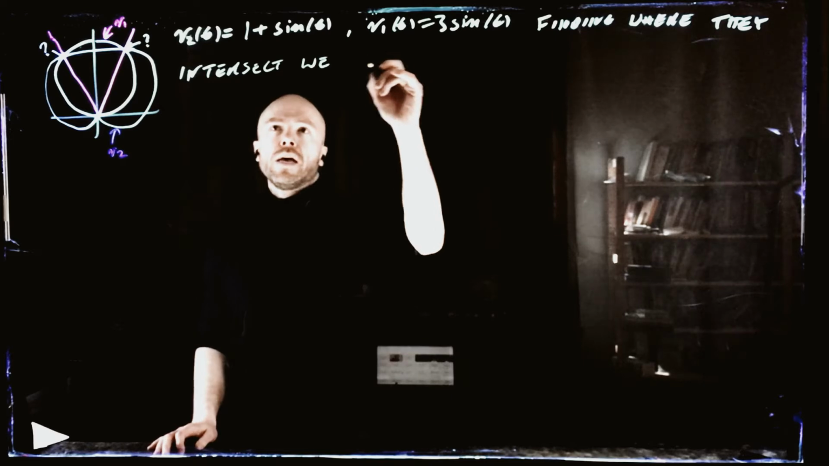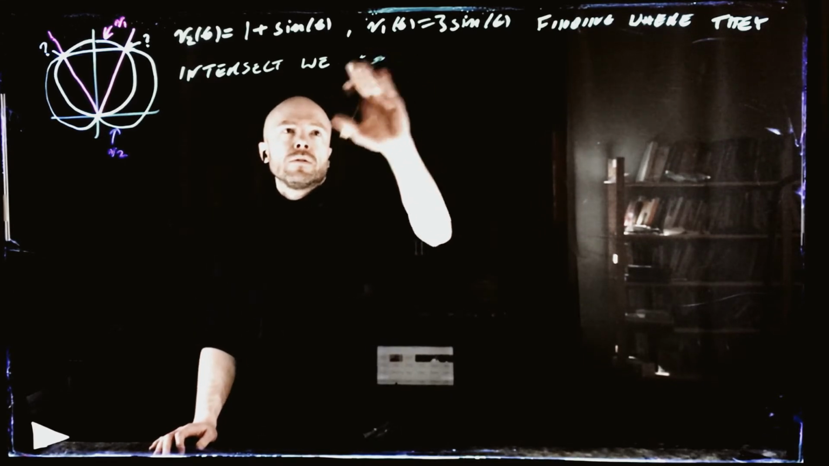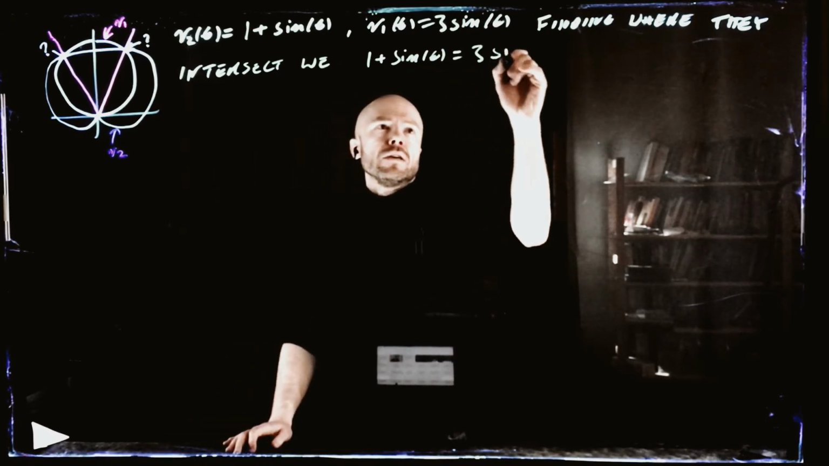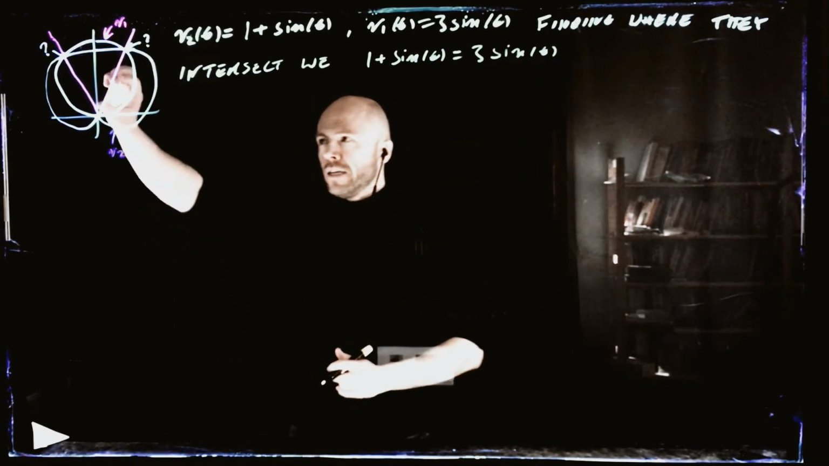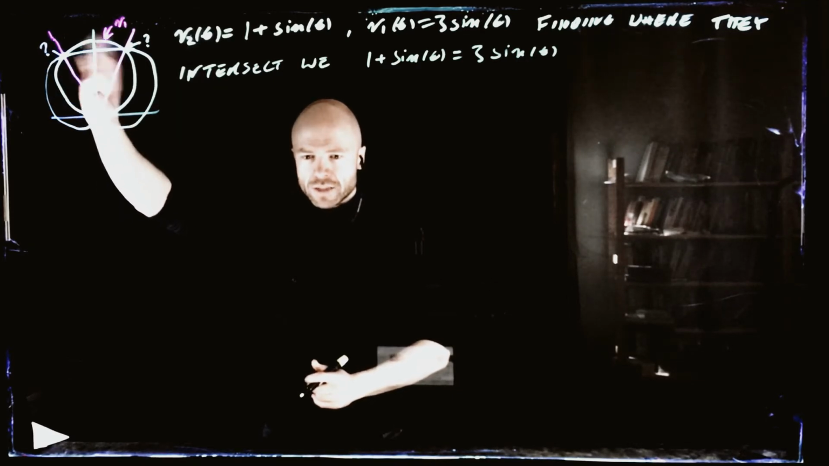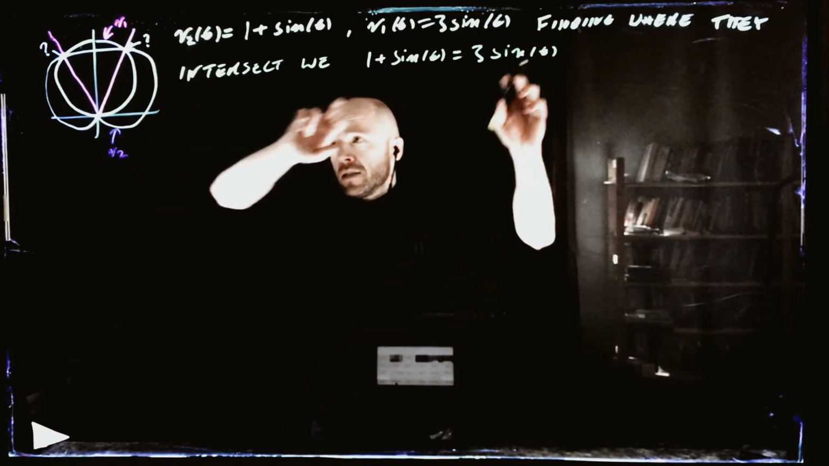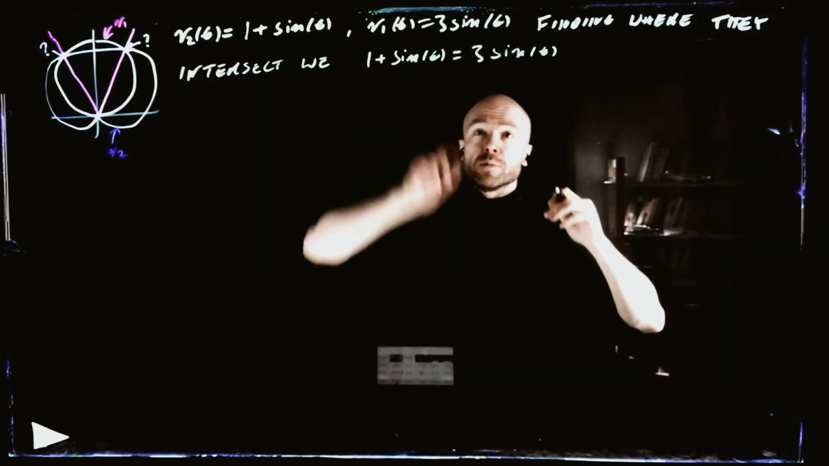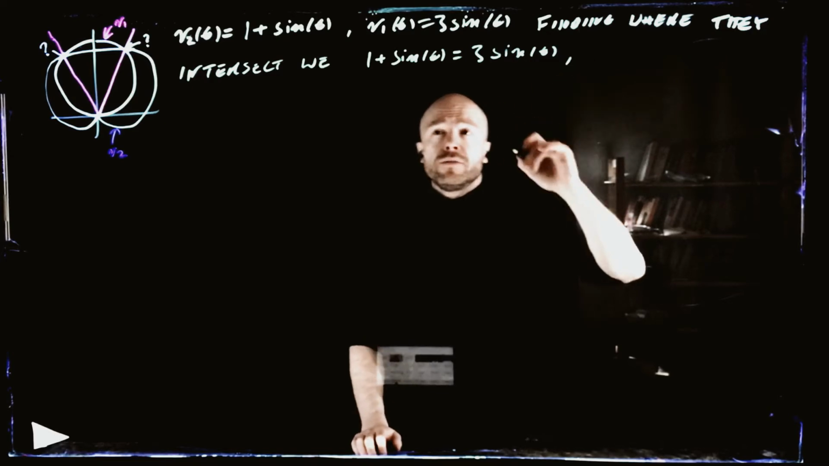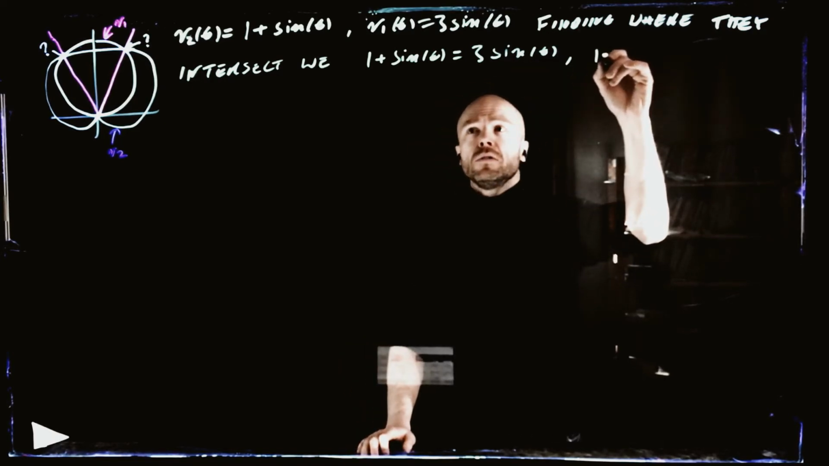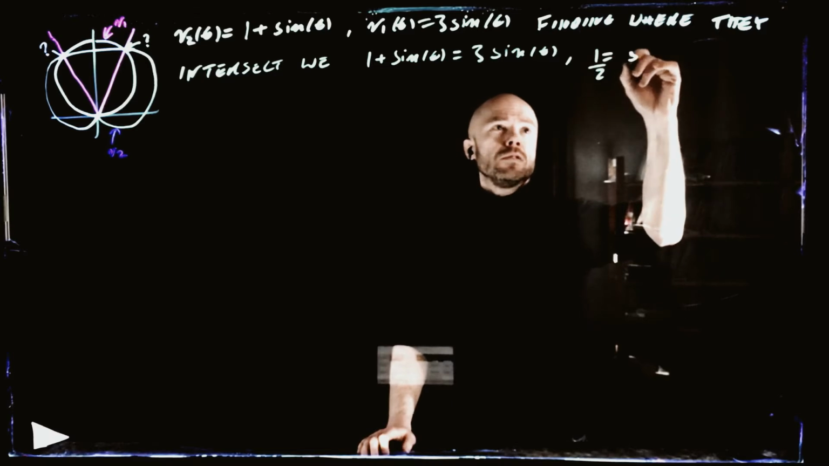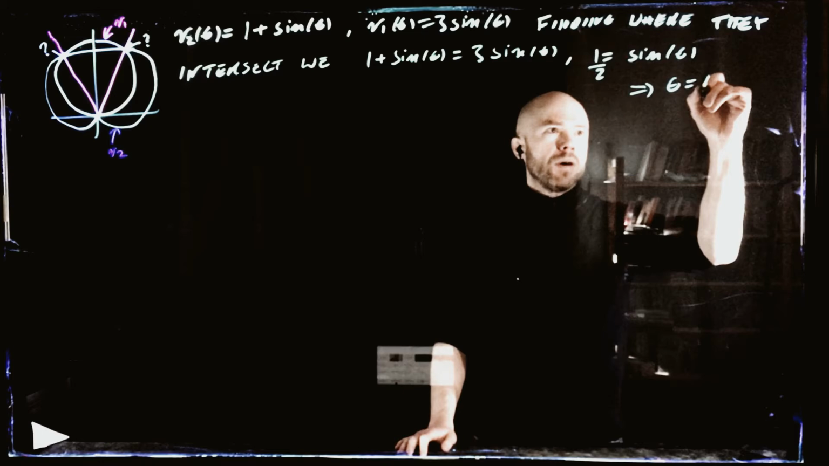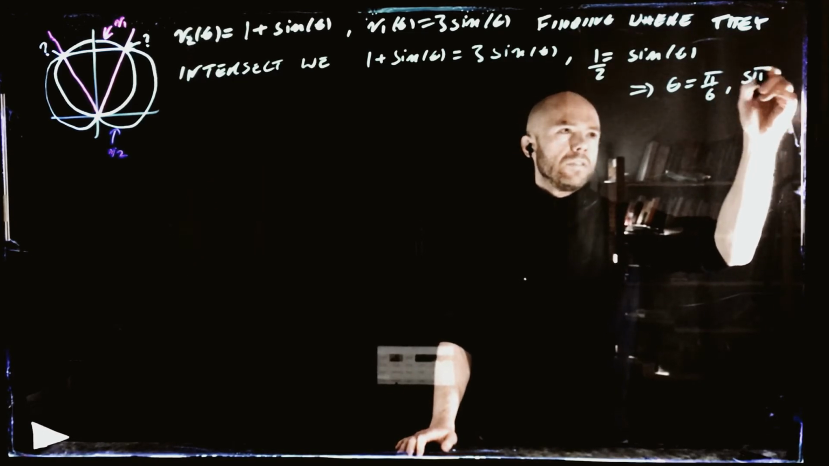We have that 1 plus sine of theta will have to equal 3 sine of theta, right? That's exactly finding what angles are such that they intersect. In the language of math, that's exactly expressing where these things intersect in terms of the angle. And then if we solve this, we have that 1 over 2 will equal sine of theta. And this is solved by theta equals pi over 6, 5 pi over 6.